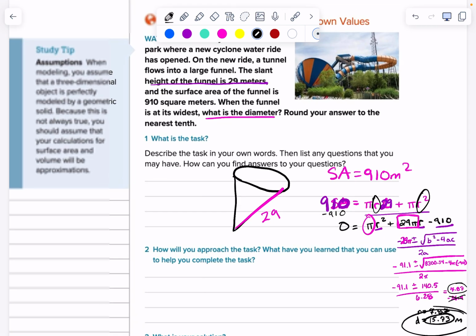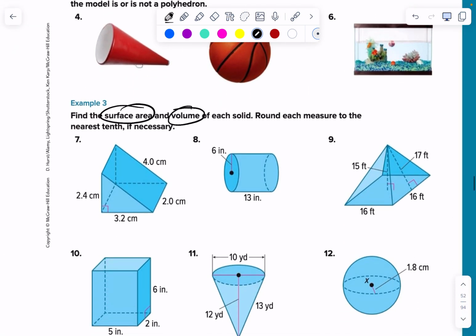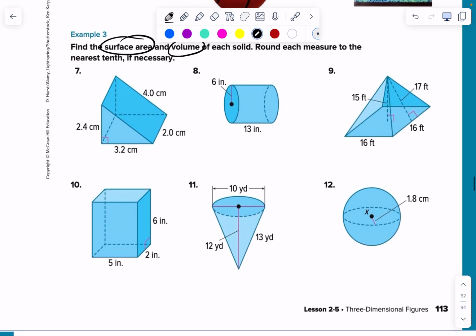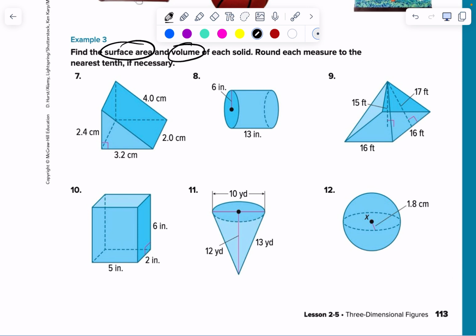That was a mess. Hopefully you don't have any like that. Okay, all right, use your time. Use your time to work on surface area and volume of those guys.